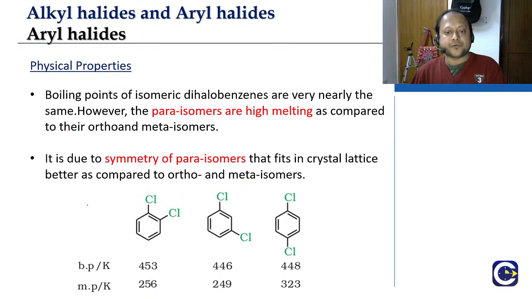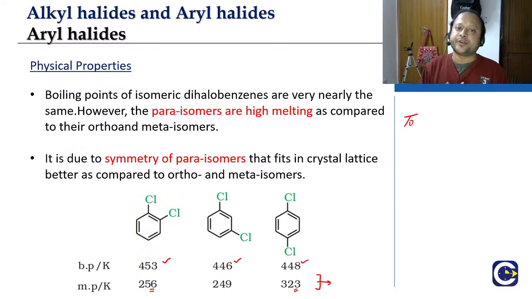You can see here for dichlorobenzene, though the boiling point is very similar, not much of a difference, just 7 Kelvin. However, if you see the melting point, ortho isomer is 256 while para is 323, right? So it's quite a difference, almost 67 Kelvin. So this is exploited to separate the isomers.